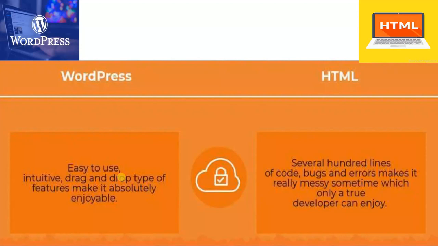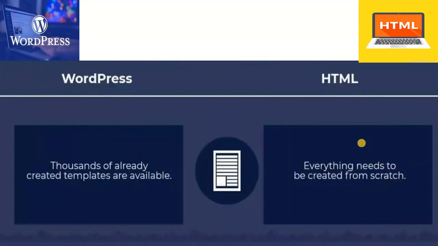Second, WordPress is easy to use, and as I told, it is a drag and drop based feature. In case of HTML, we have to write the code, and an error can occur in our code if I write something wrong. So there is a problem in HTML, whereas it is not the case in WordPress. Next, we have thousands of already created templates. Templates are already designed; they provide a layout of the website which is already there in WordPress. But in HTML, you have to do everything from scratch.